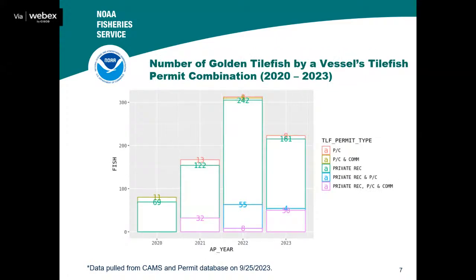Here's a look at the number of golden tilefish in this same figure, where it seems like with the golden tilefish, we have more fish coming straight from vessels with just a private rec permit. A decent number of 2023 are coming from vessels with private rec, party charter, and commercial permits. But for some reason, it seems like at least with golden, more fish are coming from vessels with just a straight private rec tilefish permit. Next slide.